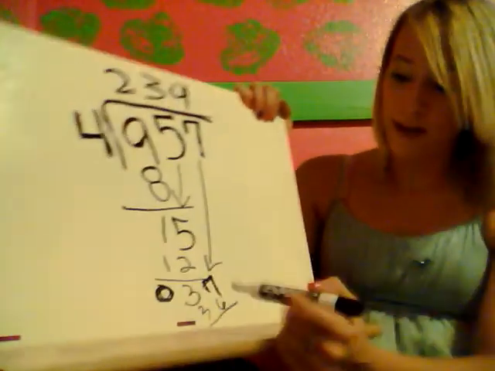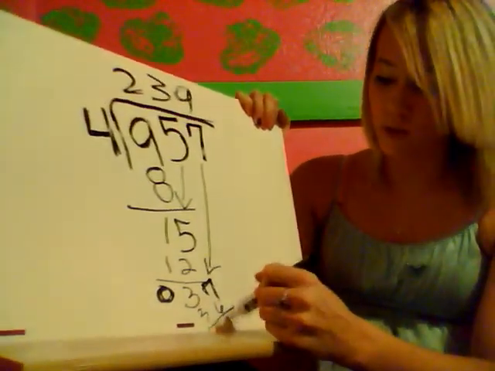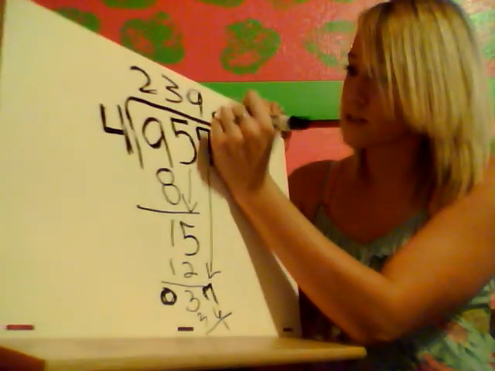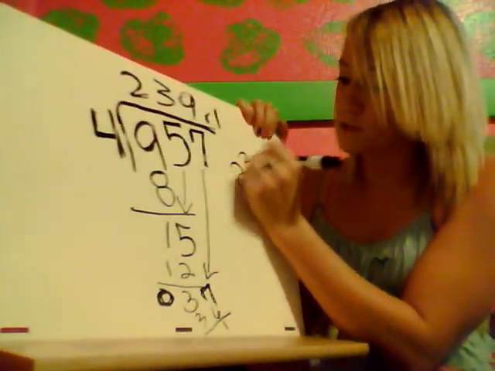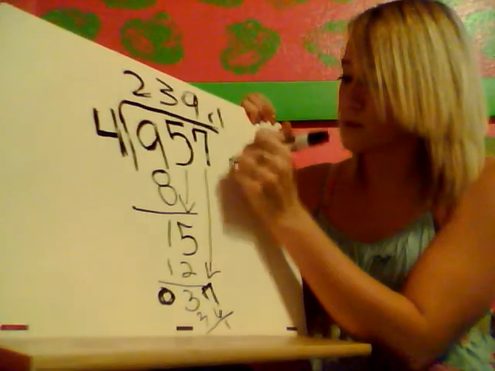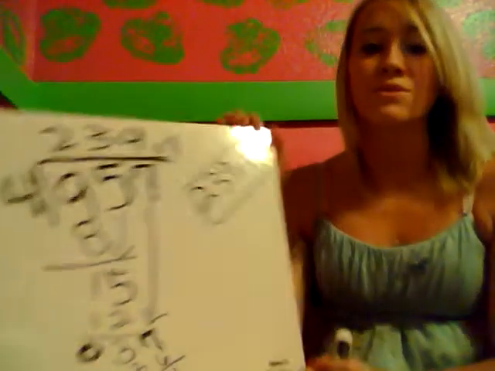37 minus 36 is 1, so you have a remainder of 1. So the answer for this problem is 239 with a remainder of 1. And that is how you do long division.